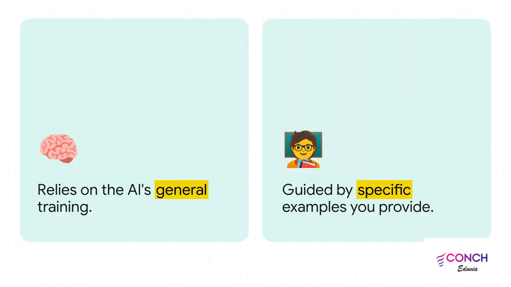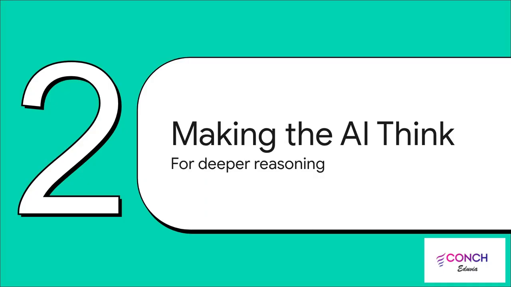So yeah, to boil it down, zero shot is basically just asking and relying on the AI's general knowledge. Few shot is teaching. You're giving it a quick lesson with specific examples to make sure it knows exactly what you're looking for. It's a simple but really powerful difference. All right, basics are covered.